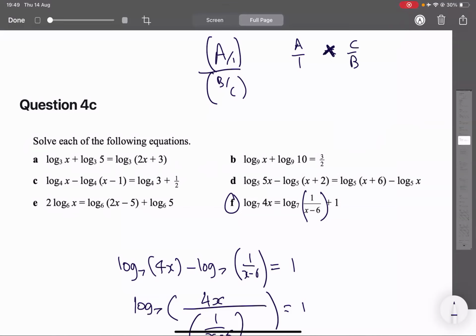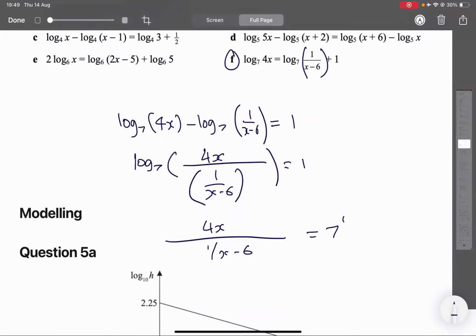Yeah. So in this case, if you did want to tidy it up, 4x over 1, you'd get 4x over 1 times x minus 6 over 1 equals 7, if you wanted to do it like that. Okay. I actually never thought your method is actually much easier, the log 7 thing, but it's just in case you can't identify it or if it's a weird number. Okay.